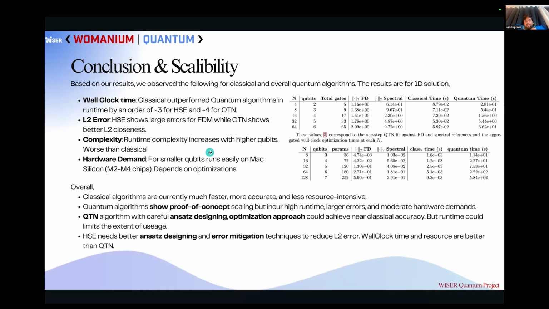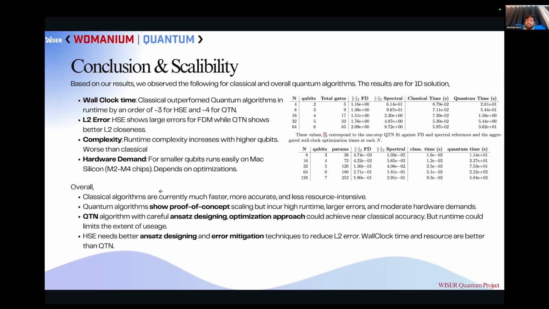But within the quantum approaches, the QTN and the HSC, both for small grid points can be implemented on a small hardware. It runs effectively on a Mac Silicon chip. But for a larger number of grid points, let's say for QTN, we took N as 128. It took around 20 minutes for the system to run. So that is a bit of a drawback there. Overall, we basically saw that the classical algorithms are currently much faster.